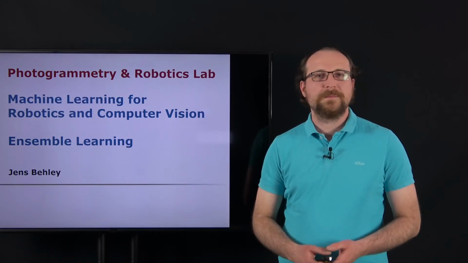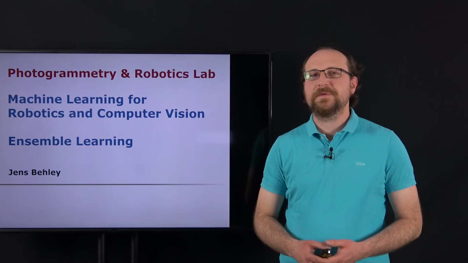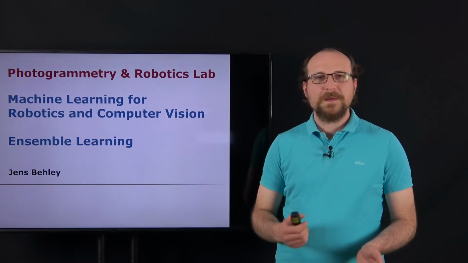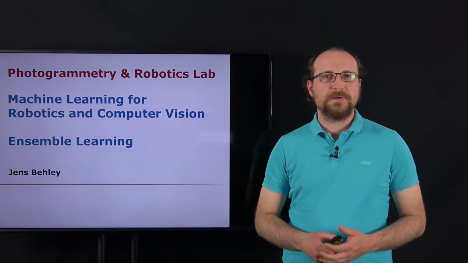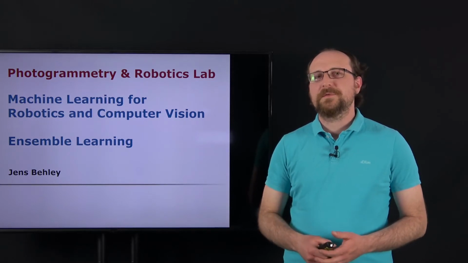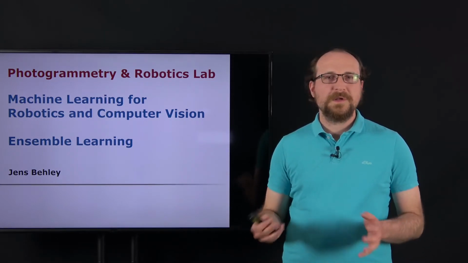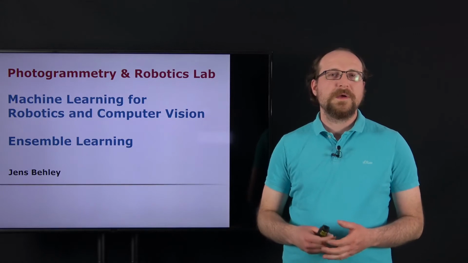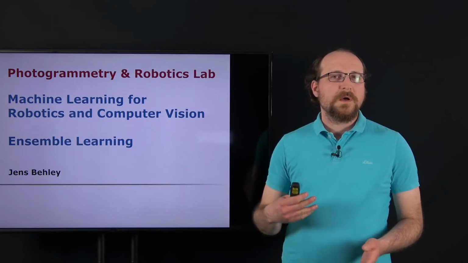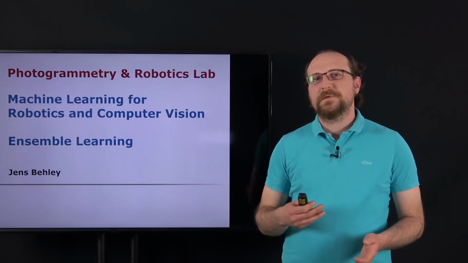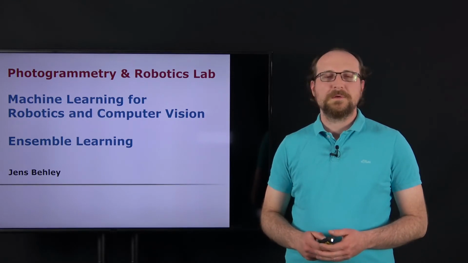Hello and welcome to the fourth lecture of Machine Learning for Robotics and Computer Vision. In this lecture we will talk about ensemble models, which will enable us to learn stronger combinations of different classifiers, which allow us then in the end to more robustly classify also data sets which are more complicated.